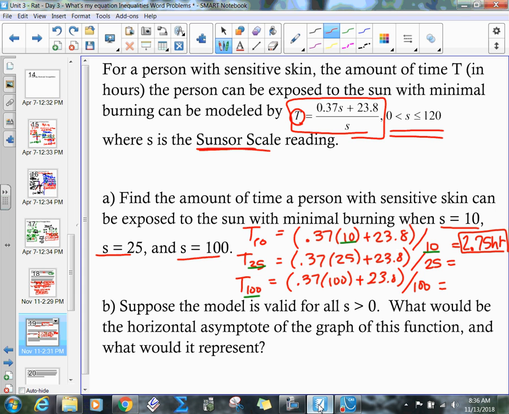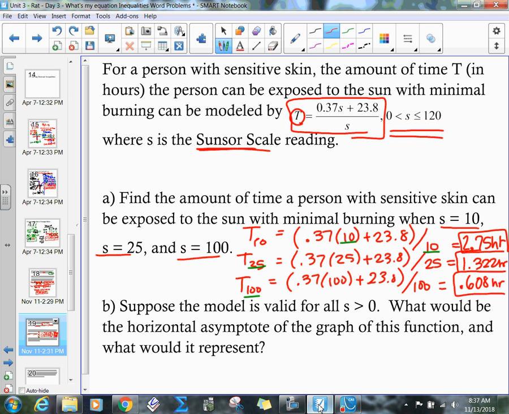Go ahead and plug in the other values and see what you get. You can pause the video now before I give out the answers. Okay, for 25, I got 1.322 hours. And then for a sensor scale of 100, I got 0.608 hours. So that's about 40 minutes without getting severely burnt.